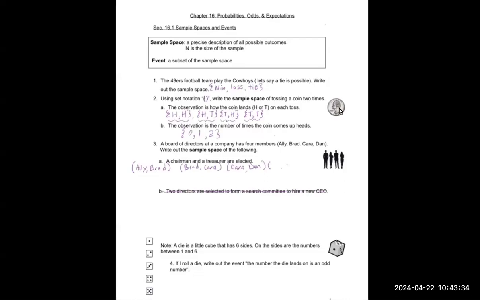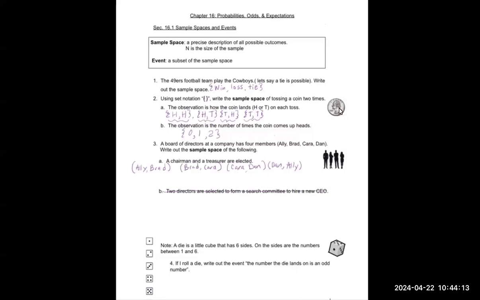So Allie and Brad, Brad and Kara, Kara and Dan. But we could also have Dan and Allie. I don't think I put that one down yet. So I said Dan and Allie. I already did Allie and Brad. So I've already done everybody that's, if you will, next to each other.